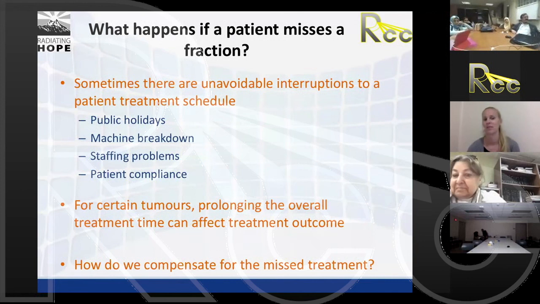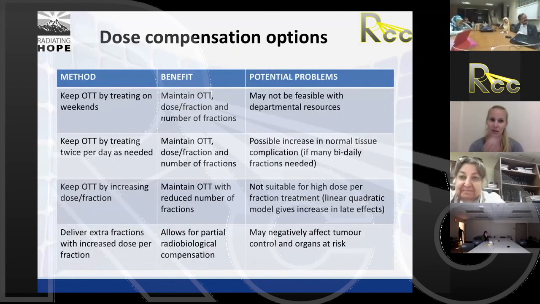There are multiple reasons why patients might not turn up for treatment or might not have treatment. And as we've learnt, for certain tumours, prolonging that overall treatment time can affect the treatment outcome because it's going to affect the biological effective dose. So what can we do? How can we compensate for those missed treatments? There's a couple of different options that we can look at.